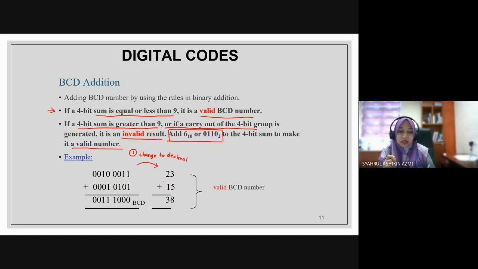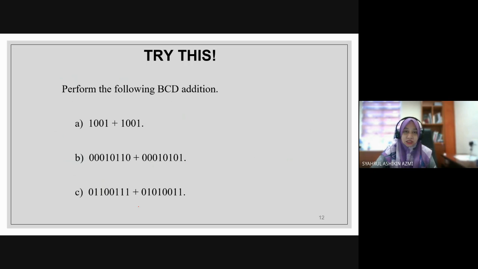Okay, and then you can perform the addition. Look at the rightmost digit, which is 3 plus 5 equals 8. 8 is less than 9, so this is a valid BCD number. Okay, and then 2 plus 1 is 3. So we know that this addition is a valid addition. No need to add 0110. So you can just perform a normal addition between these two binary numbers. 0 plus 0 is 0. 1 plus 1 is 10, so 0 and bring the 1 to the next. 1 plus 1 is 10 again here. Okay, so you will get your answer, which is 00111000 BCD.